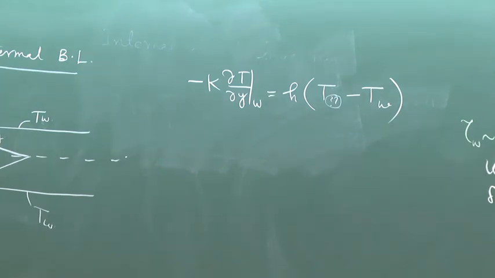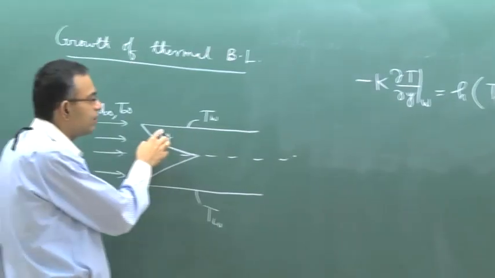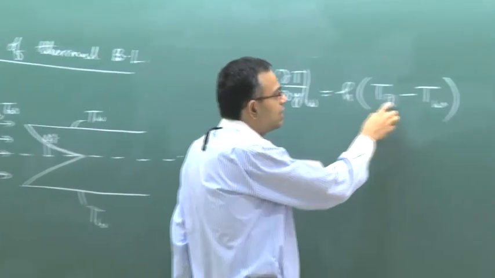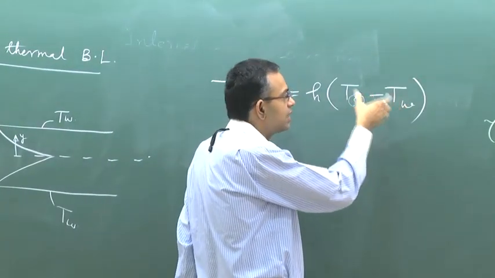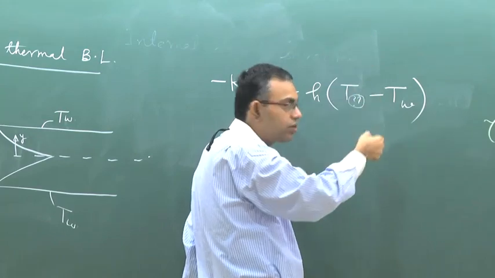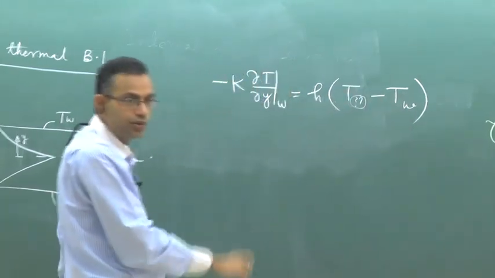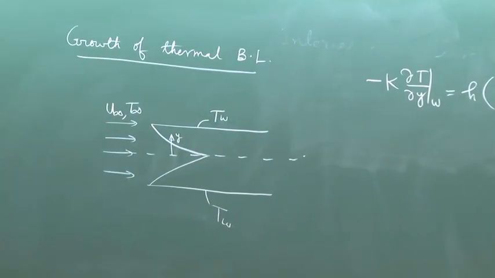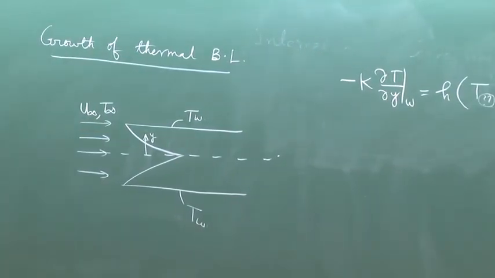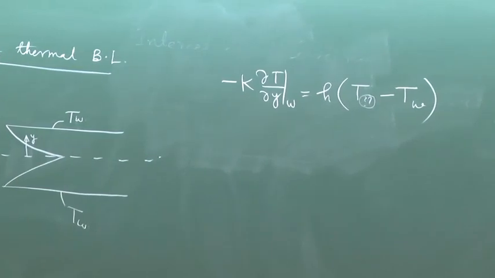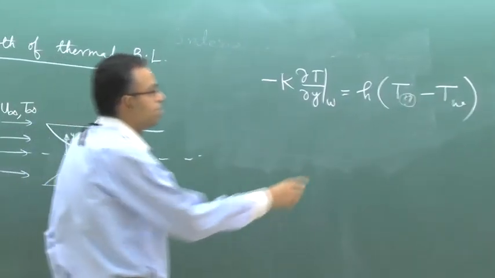So here, just because the y axis is directed positively upwards, that is why this is this difference. Otherwise, if the y axis was from the plate down, then it would have been T wall minus this. So it is just because of the axis issue. But the more important is, what is this T?